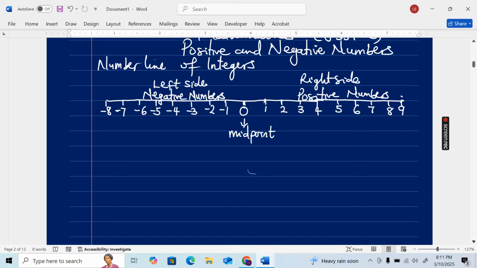So it is very easy to use a number line to add and subtract. We'll be performing some addition and subtraction of numbers using the number line.